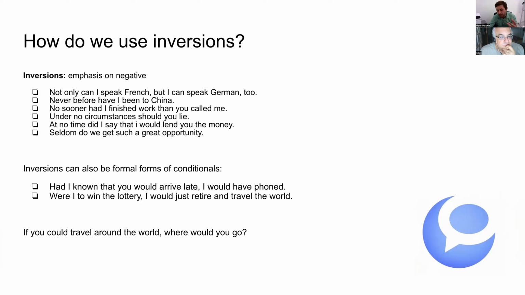We use negative adverbs to emphasize the negative. The important thing is the negative. We say negative adverb, auxiliary, subject. For example, not only can I speak French, but I can speak German too. Meaning, the important thing is not only French, but German too. So, not only can I speak French, but I can speak German too.